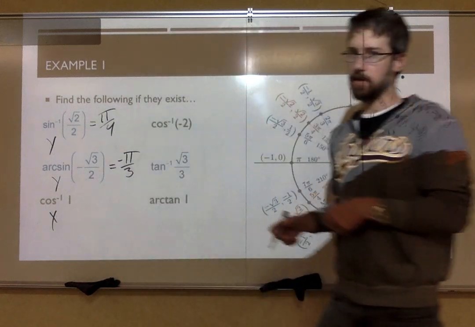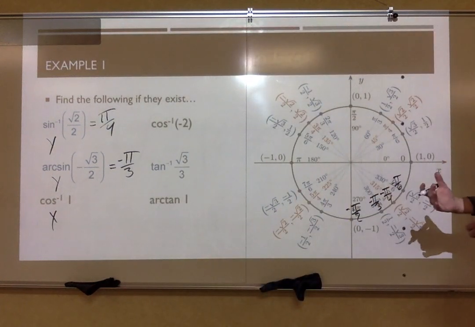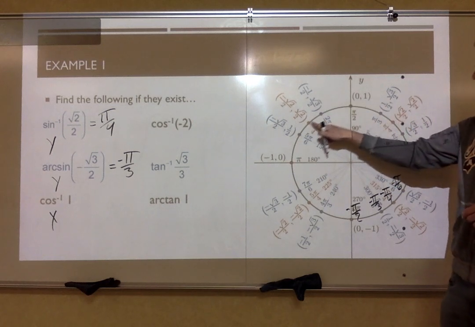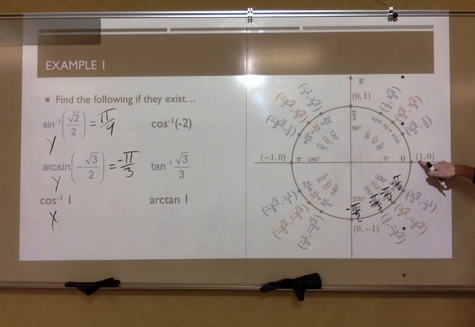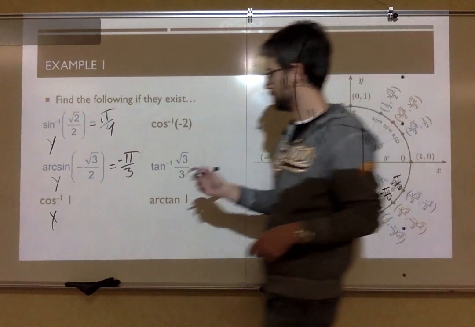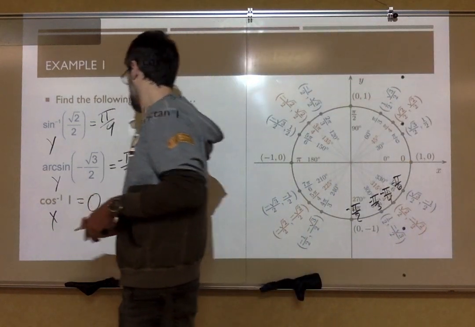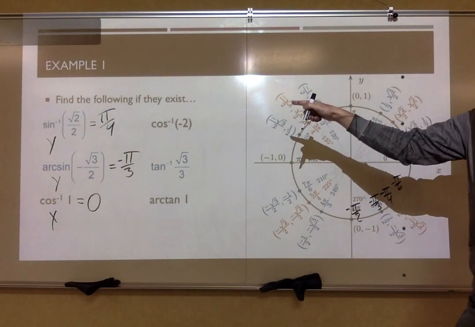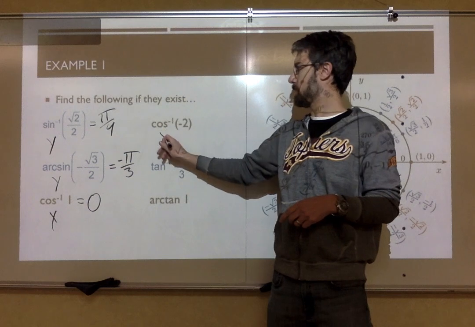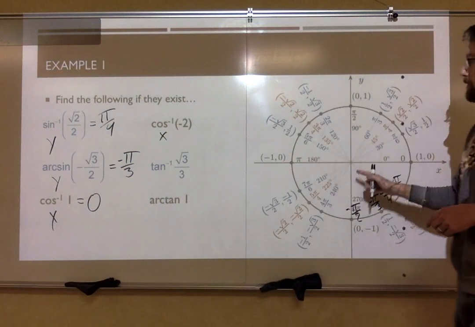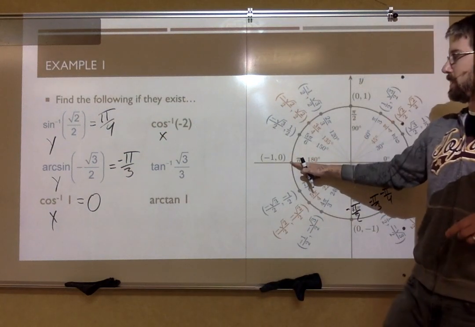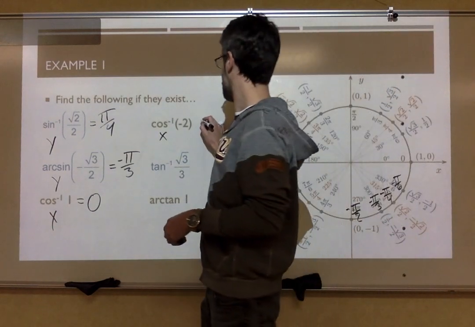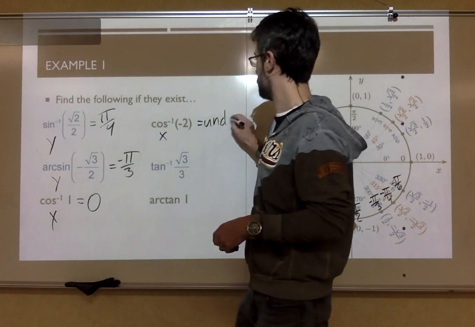Cosine inverse. Cosine is the x value, so where is the x value equal to 1? Cosine, we're looking in the top half of the circle. X is equal to 1 right over here at 0. Then cosine negative 1, or cosine inverse of negative 2. So where's the x value equal to negative 2? Well, the minimum x value is negative 1. Negative 2 would be over here. It's not on the unit circle. So this one is undefined.